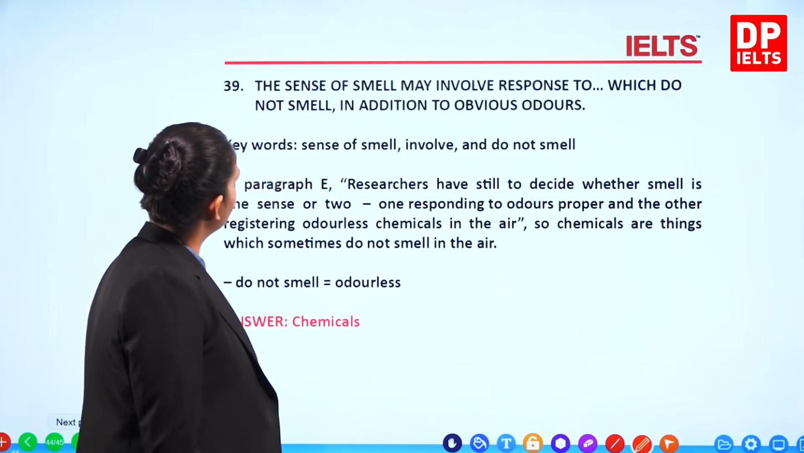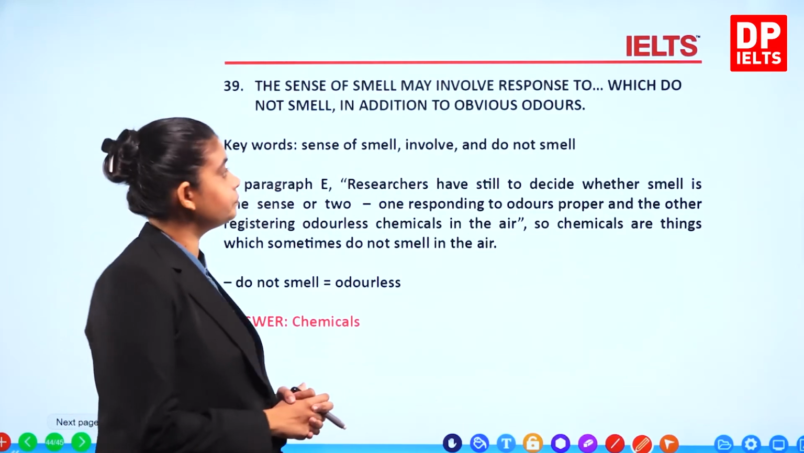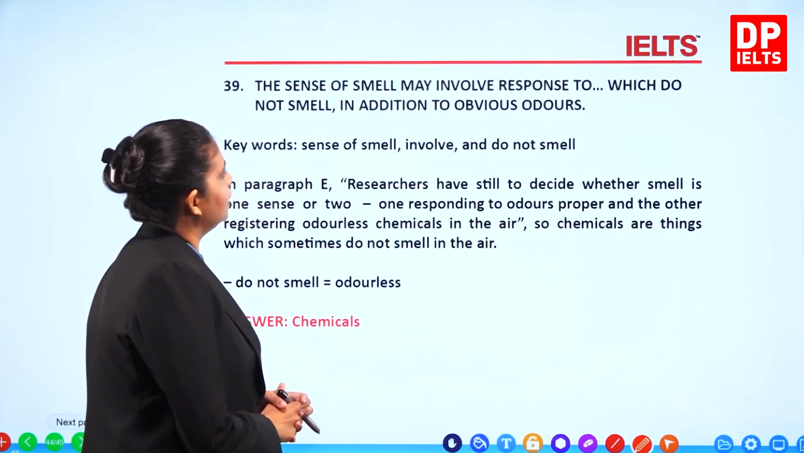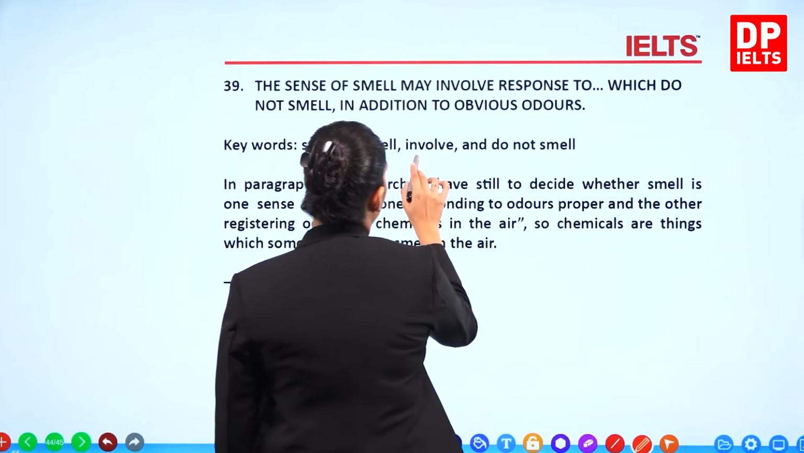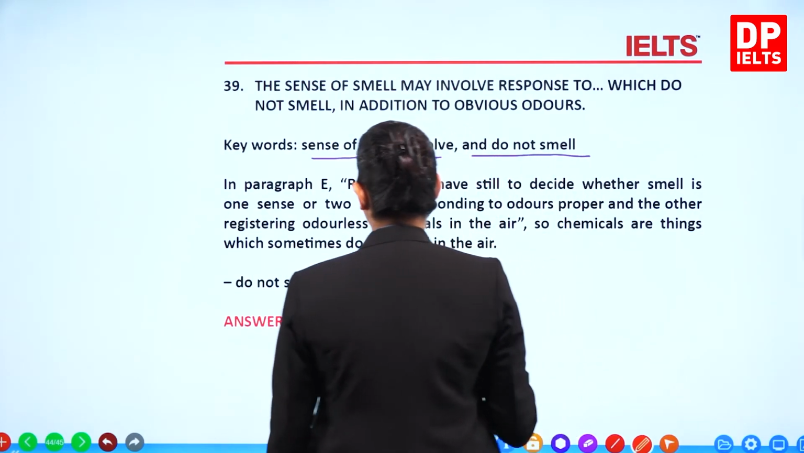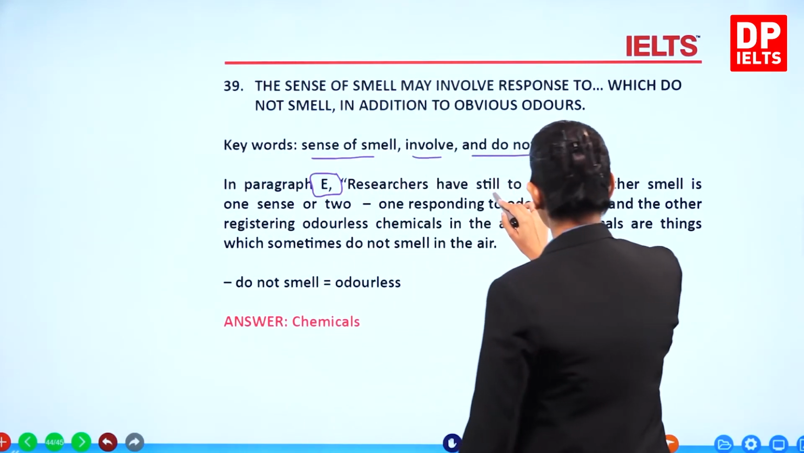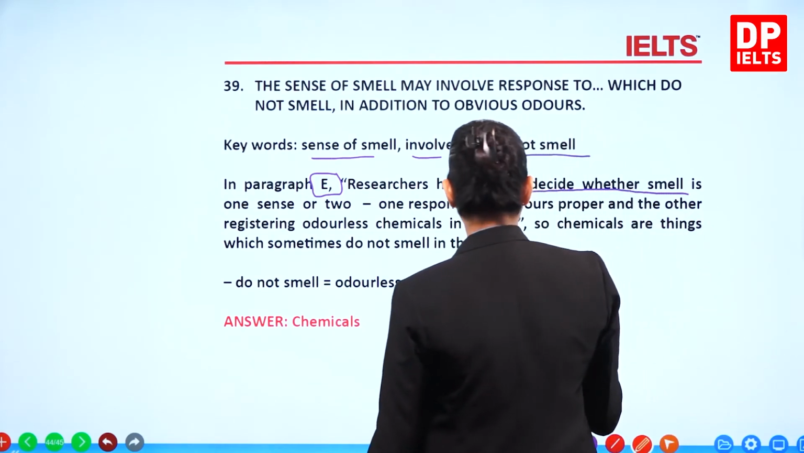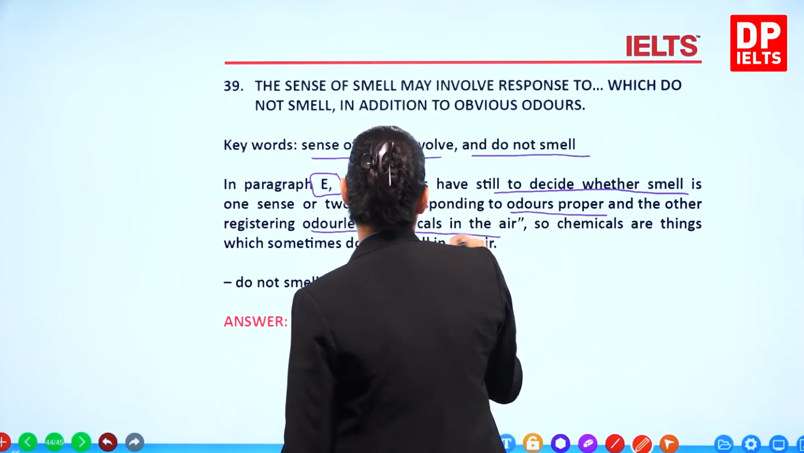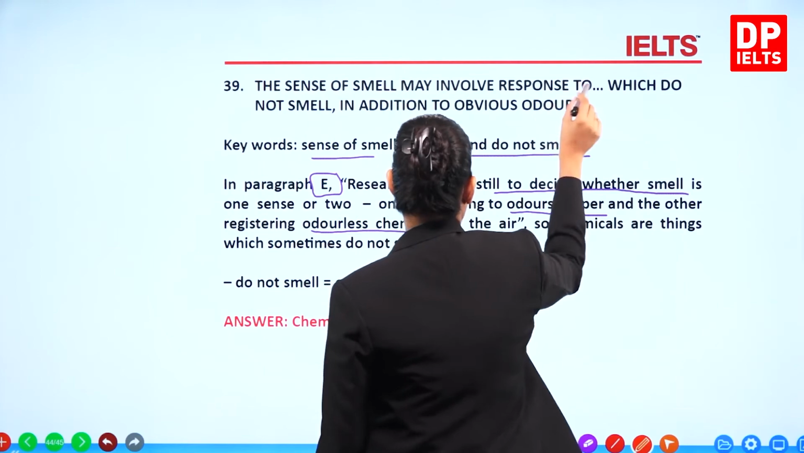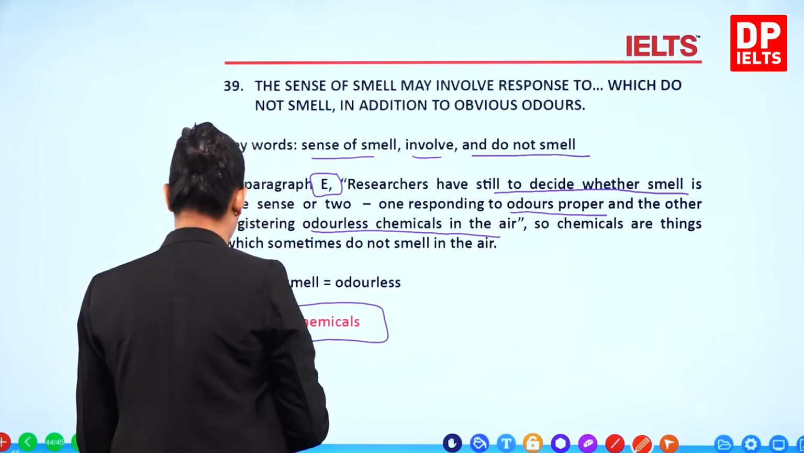Question number 39. The sense of smell may involve response to blank, which do not smell, in addition to obvious odors, right? So keywords are sense of smell, involve, and do not smell. So if you go to para E, researchers have still to decide whether smell is one sense or two, whether they respond to odors proper, or they are registering odorless chemicals in the air, okay? So response to chemicals, okay? The answer is chemicals.